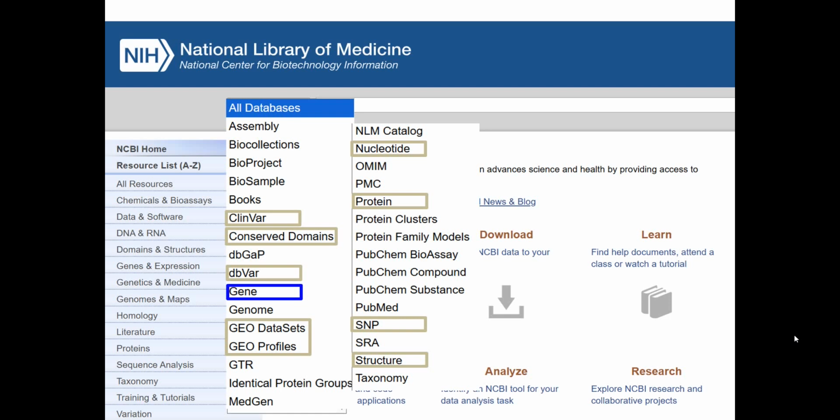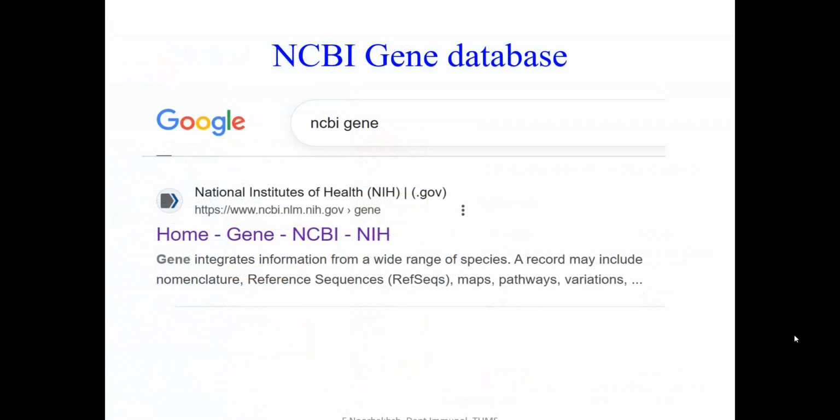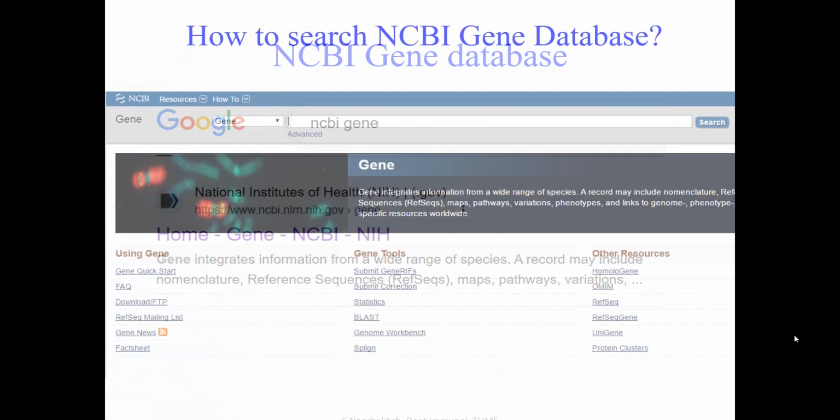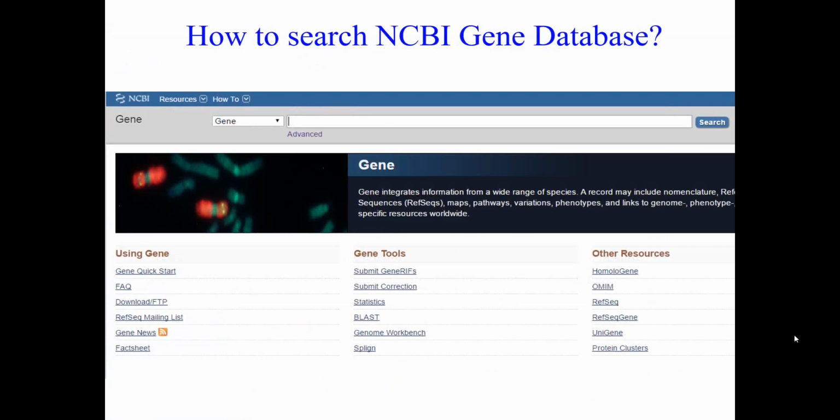This is the gene database in here, and these are all in alphabetical order, so that's where the gene appears. If you look up NCBI gene database in your search engine, or if you open up the database menu, you can select the gene database, and this is how it looks. As you're seeing in the help menu, NCBI Gene integrates the information from a wide range of species. So it's not only human, and it has nomenclature, genomic location, information about transcript variants, as well as information about the reference sequences.